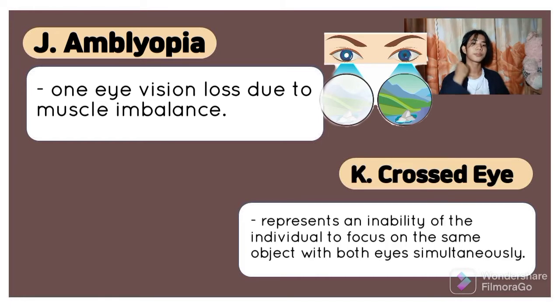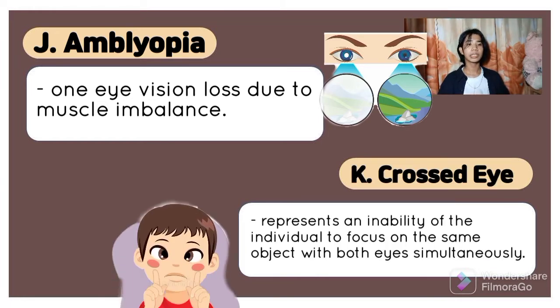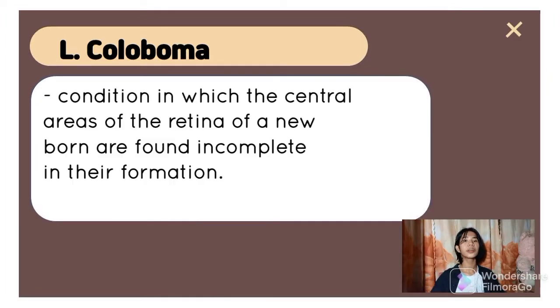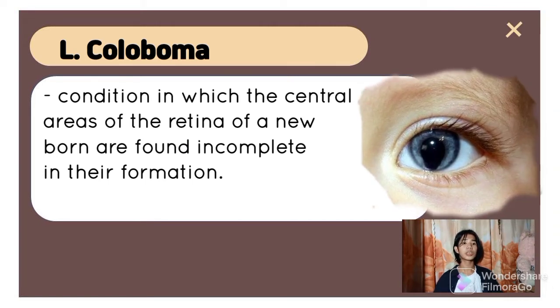Next is cross eye. It represents an inability of the individual to focus on the same object with both eyes simultaneously. In other words, one eye is turned in a direction that is different from the other eye. The last one is coloboma, a condition in which the central areas of the retina of a newborn are found incomplete in their formation, a condition that occurs before birth. In simple description, you have coloboma when part of the tissue in your eye is missing.